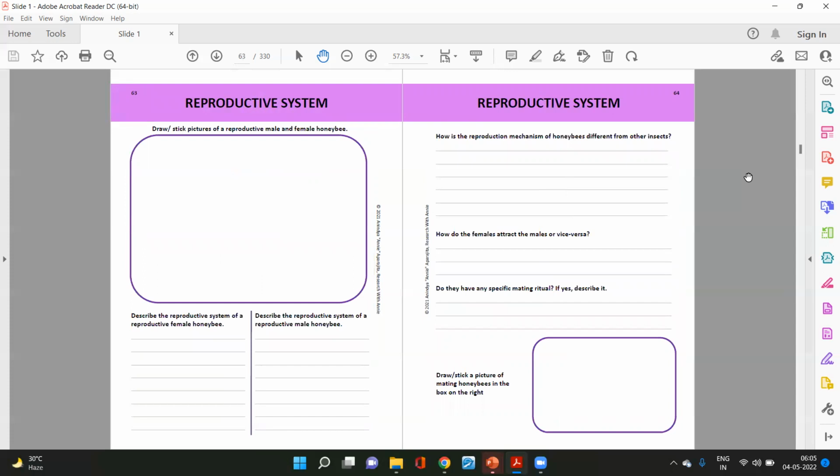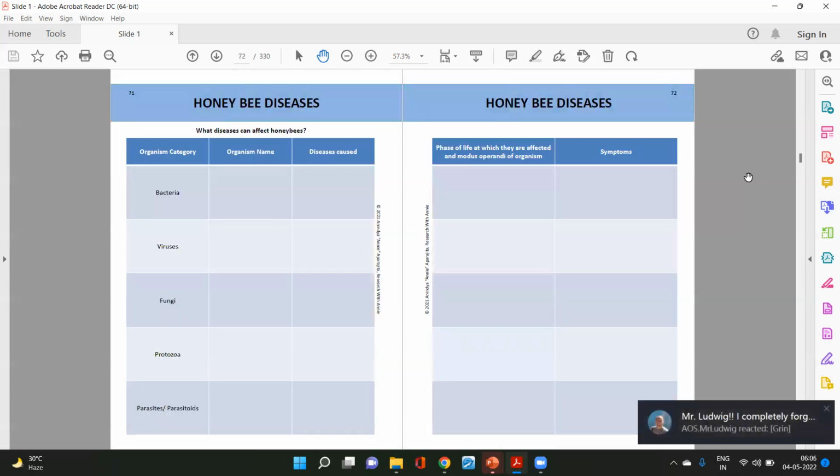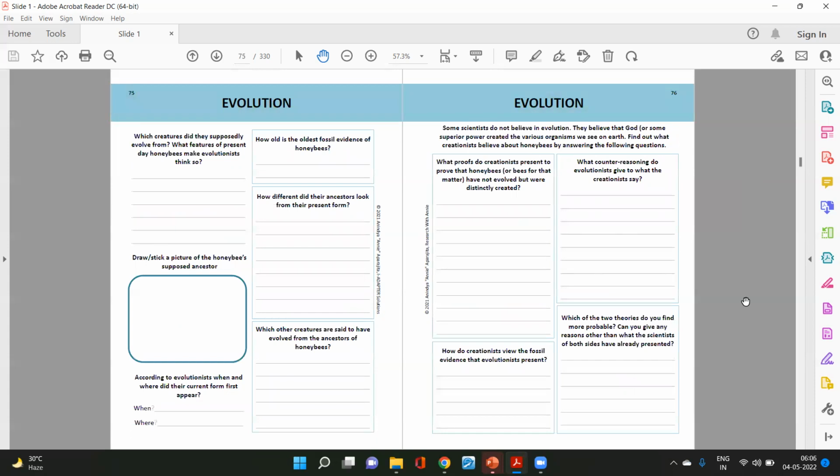Then we come to the reproductive system, because honeybees have a reproductive mechanism that is a little bit different, because no bee is born classified. They get classified into their different castes only through what they are fed. So that's an interesting thing to note. Then their life cycle, and then what diseases can plague them. And how do they die?